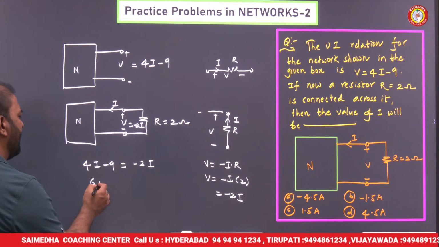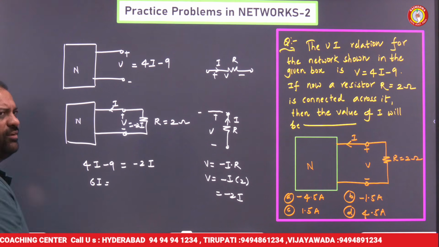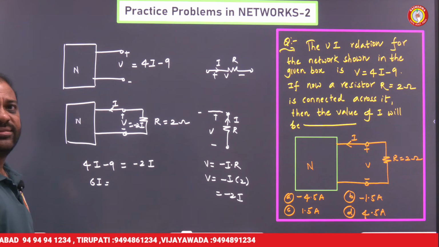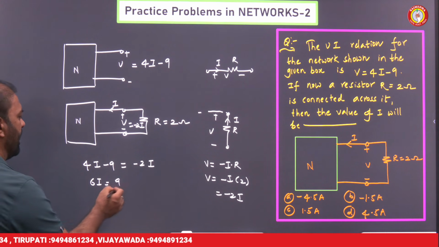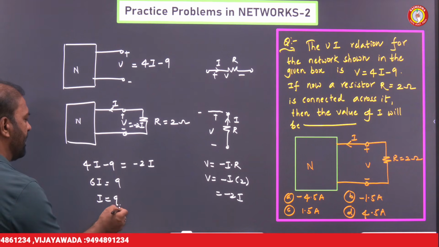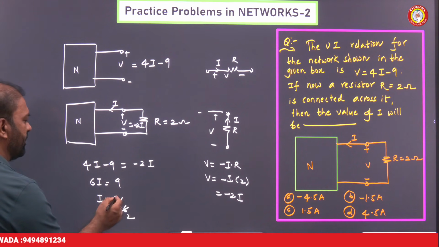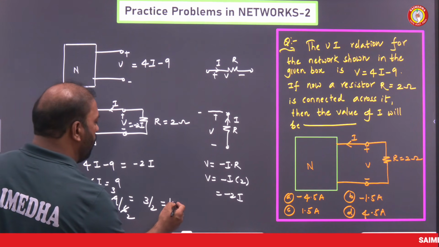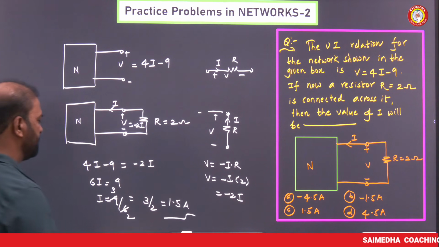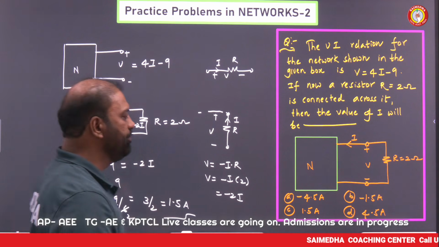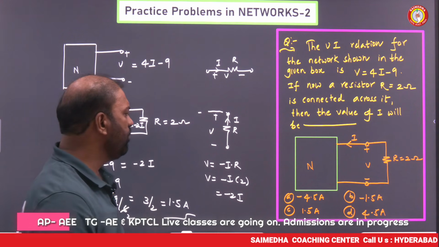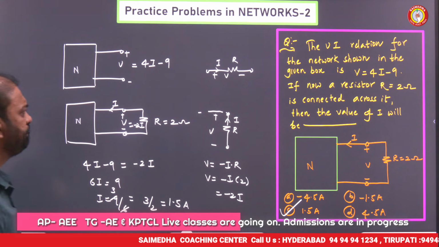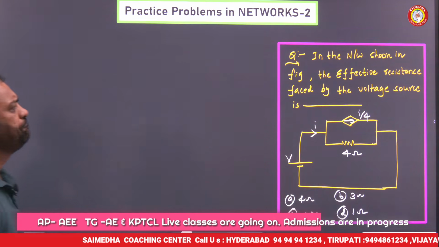Then if we shift this minus 2I to the left side, it becomes 4I plus 2I means 6I. 6I is equal to 9. I is equal to 9 by 6, that is 3 by 2, which means 1.5 amperes. 3 by 2 is nothing but 1.5 amperes. It is given in the options here, and that option is the right answer. Let's see the next question.